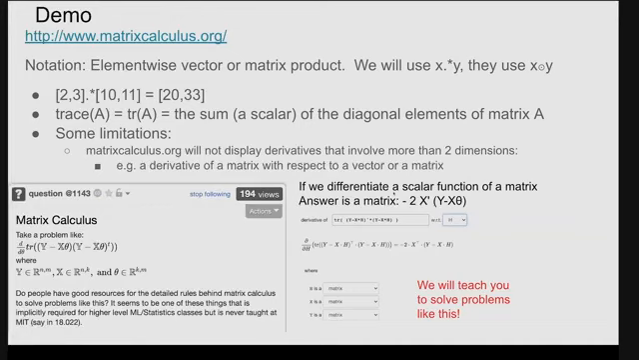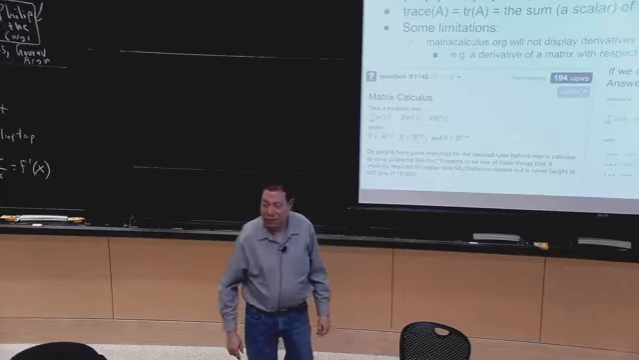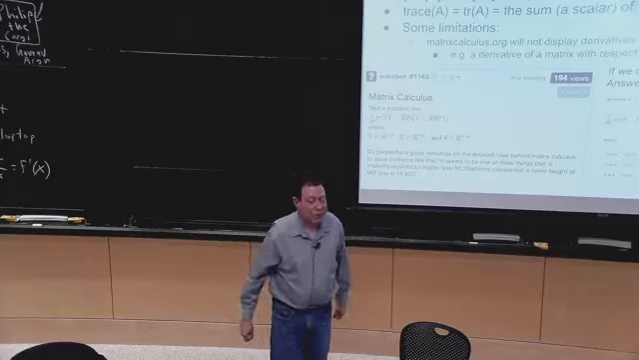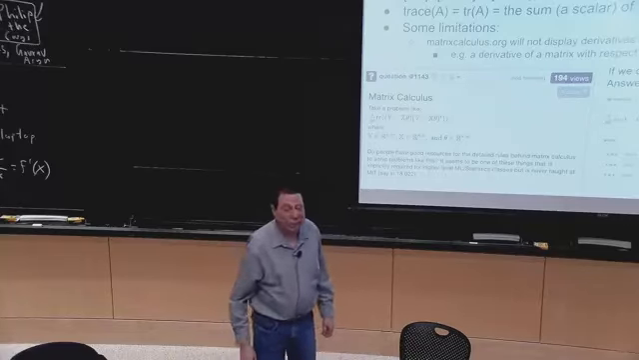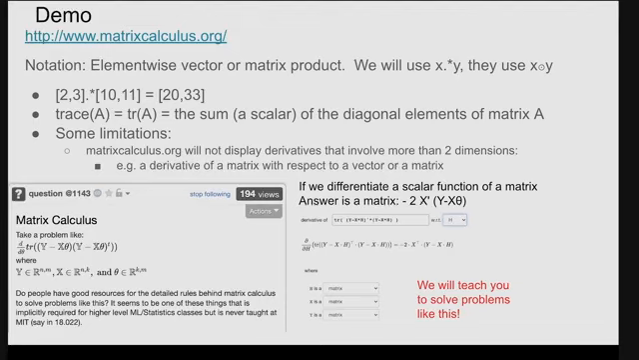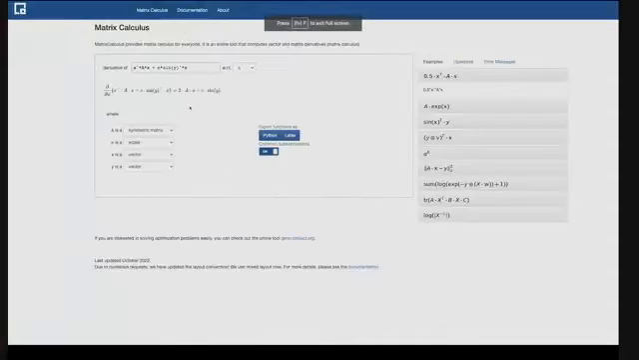The student on Piazza asked, how do you do it, and how do you learn how to do things like this? And that really is the origin of this IAP class. Here's the answer. The answer is itself a matrix. It's minus 2x transpose times (y minus x theta). And you can actually get the answer through matrixcalculus.org, right?